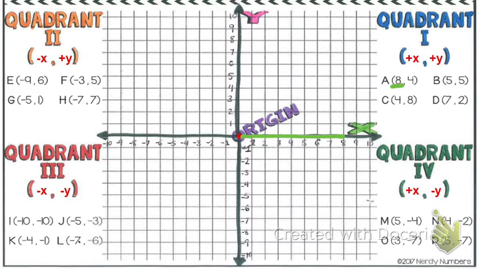Then I'm going to go up 4 because my y value is a positive number. So I'm going to go to positive 4 on the y. This is where I'm going to plot my point.